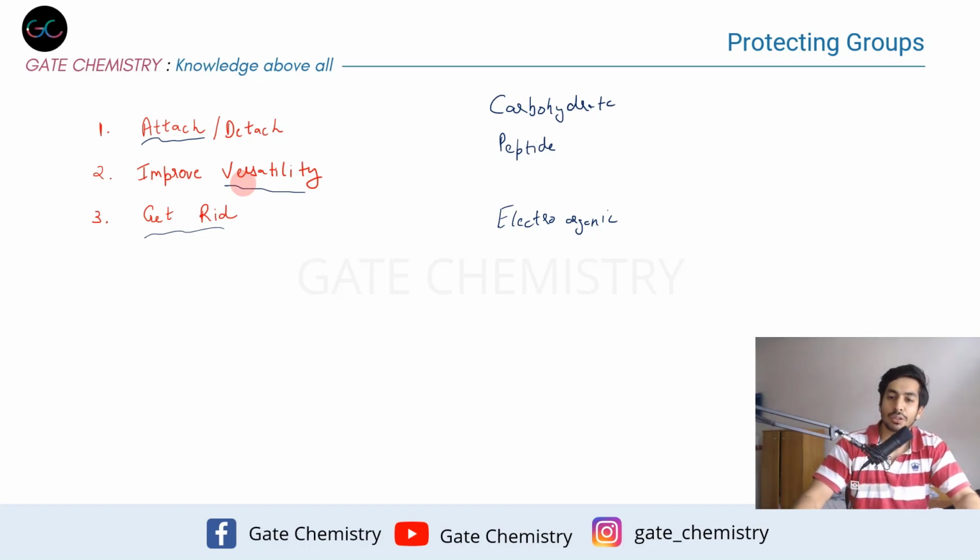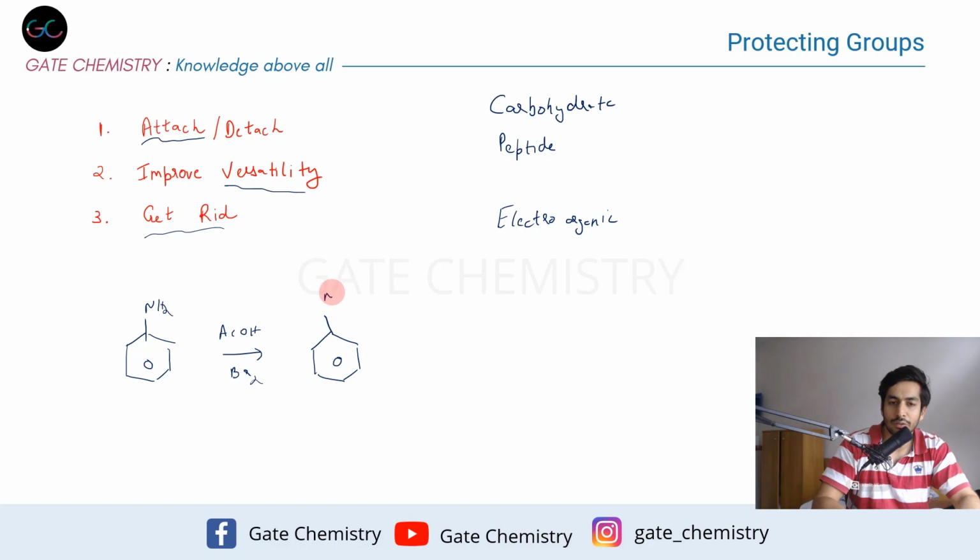it is used for selectivity purposes. For example, let's say I have aniline. Now if I want to do bromination of aniline, I'll use acetic acid and bromine. Now the problem is that in this case the bromination will not be selective. Let's say I want to do monobromination, but in this case what will happen is, because of extreme reactivity, monobromination will not take place.